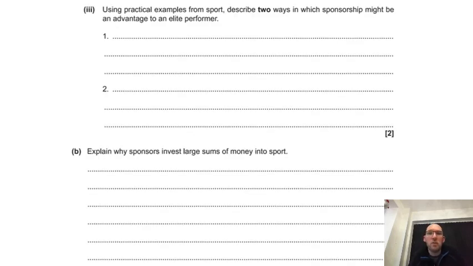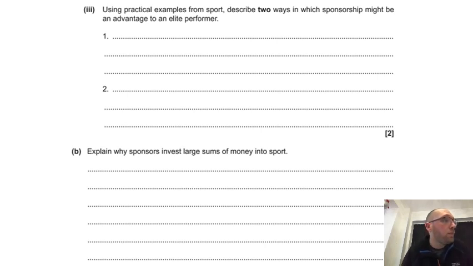Right, point 3. Using practical examples from sport to describe 2 ways in which sponsorship might be an advantage to an elite performer. So we're looking for advantage for elite performer. So this proved to be a challenging question for many candidates, many of whom did not give any sort of practical example for this question. Others swerved away from the question and wrote about advantages to the sponsor rather than the elite performer, which it asked for.